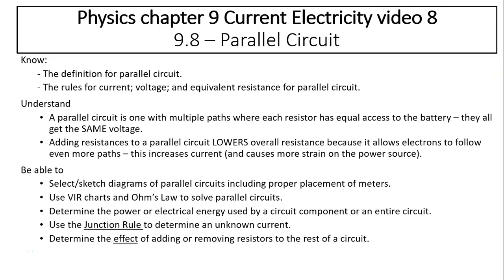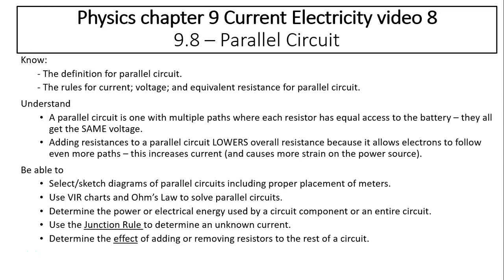This is Physics Chapter 9, Current Electricity, Video 8. Today's topic is parallel circuit. The objectives are: know the definition of parallel circuit, know the rules for current, voltage, and equivalent resistance for parallel circuit. Understand, a parallel circuit is one with multiple paths, where each resistor has equal access to the battery. They all have the same voltage.